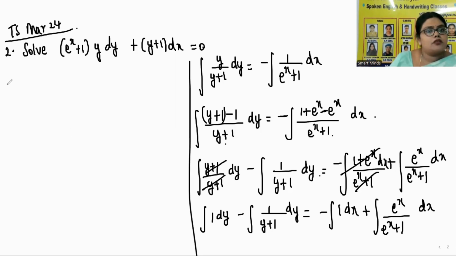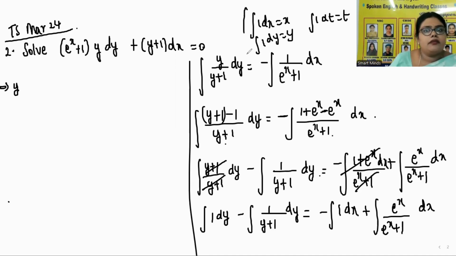Now let's see how to simplify this further. Now integral 1 dy is y. Always remember integral 1 dx is x. Integral 1 dy is y. Integral 1 dt is t. So integral 1 dy will become y minus, I already told you what is 1 by y dy in the last problem we have done. Integral 1 by y dy is log y.